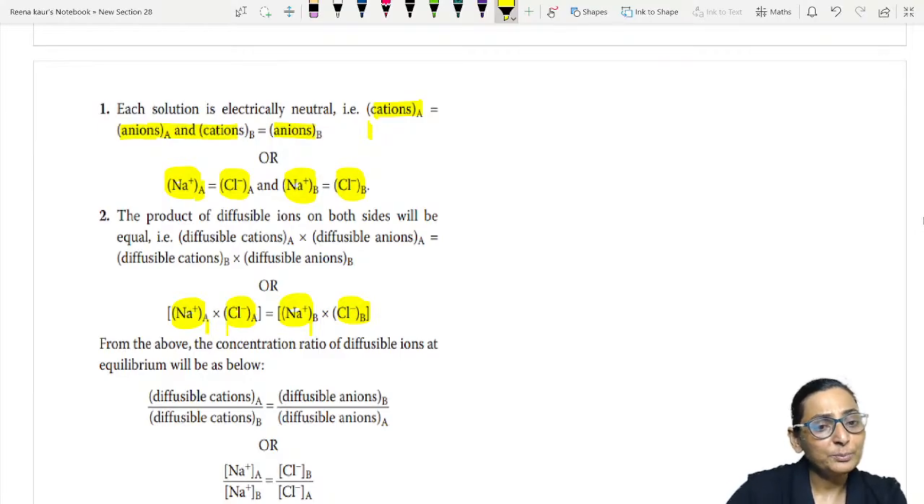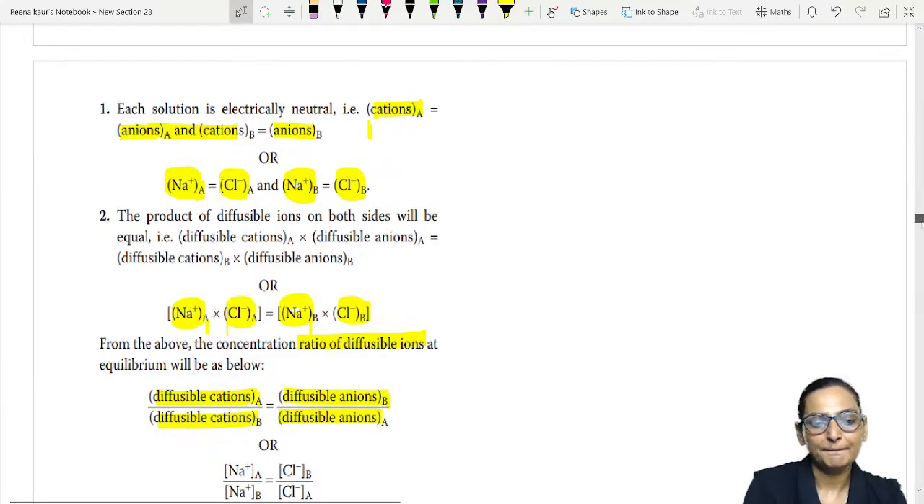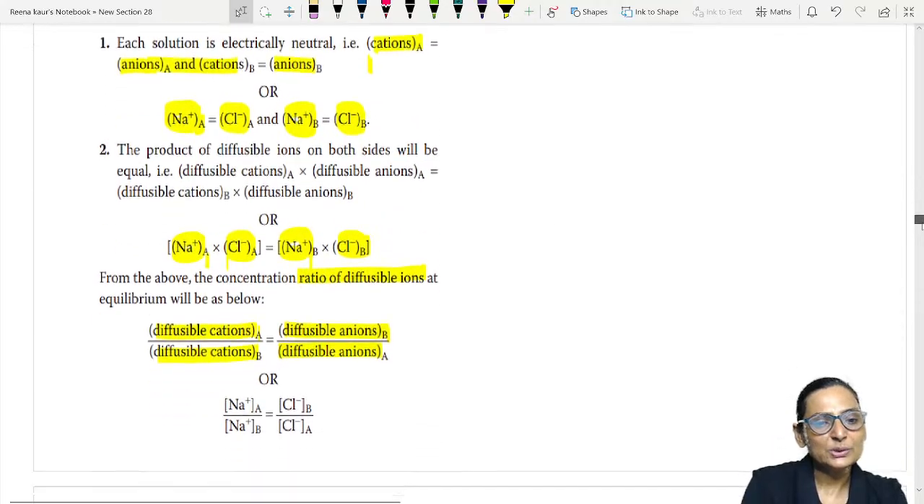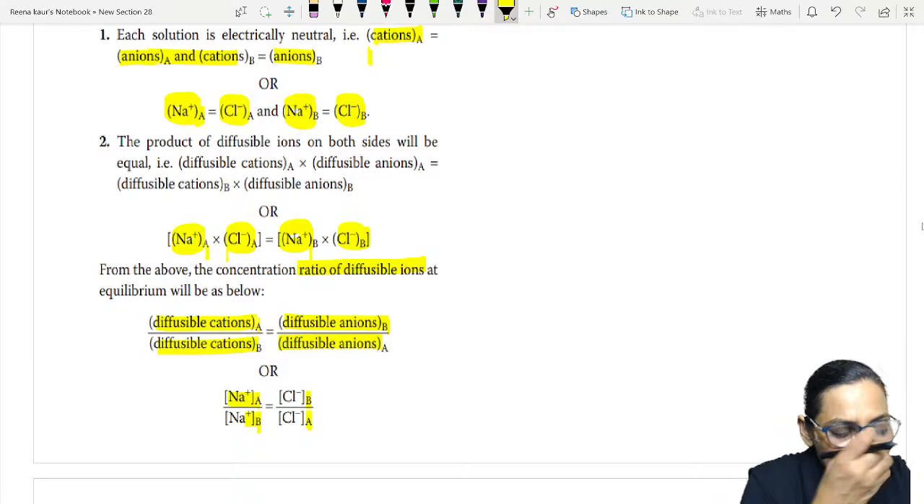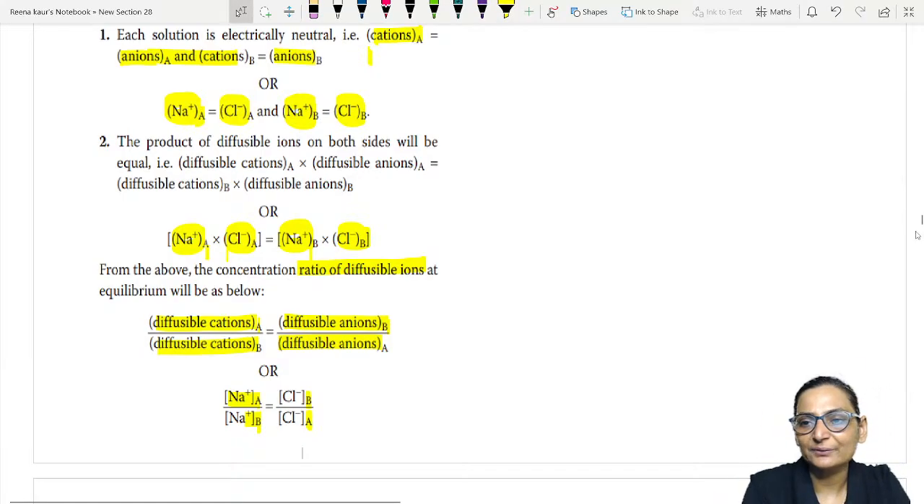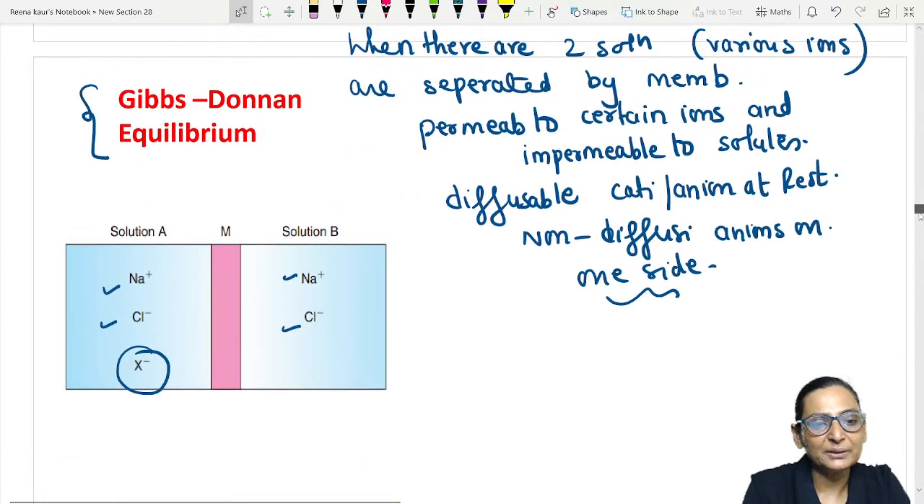So how do you obtain the ratio of this? Diffusible cations on A side divided by diffusible cations on B side is equal to diffusible anions on B side divided by diffusible anions on A side. Right? So this is what you are getting. Sodium on A divided by sodium on B is equal to chloride on B divided by chloride on A. Now this is possible when the solution is electrically neutral. Now what will happen if the solution is not electrically neutral? Then what will you do?